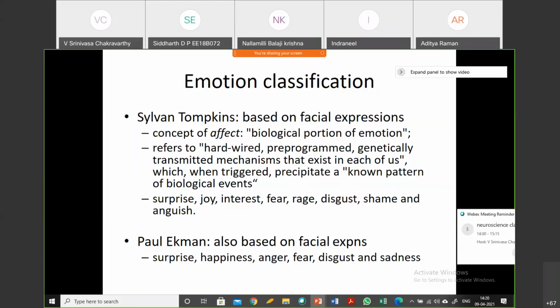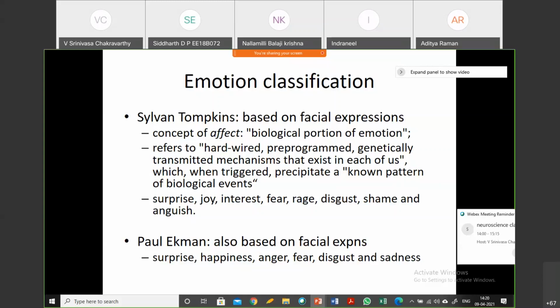Okay, so he was focusing on that. And based on such an analysis and classification of facial expressions, he has come up with again a list of emotions. These are like surprise, joy, interest, fear, rage, disgust, shame, and anguish. You see that if you go back to the list of emotions by Aristotle or a more modern list like this, there are a lot of common emotions because emotions are universal. There are at least a lot of them. There are also some give and take, some plus or minus in this list.